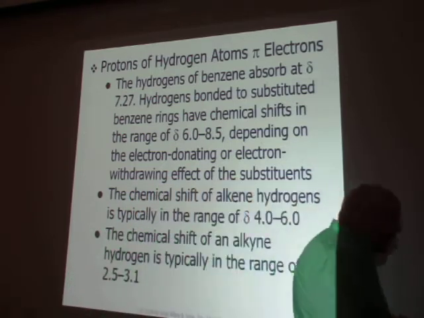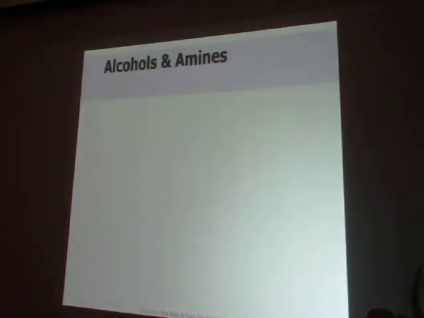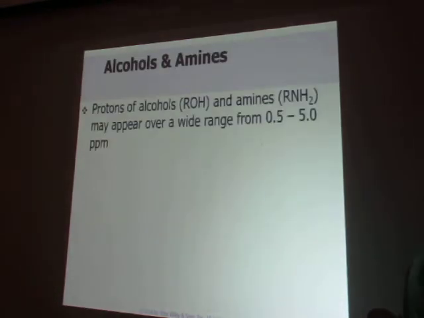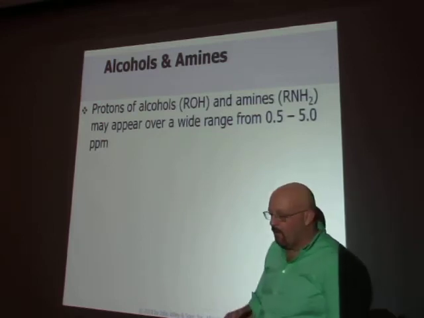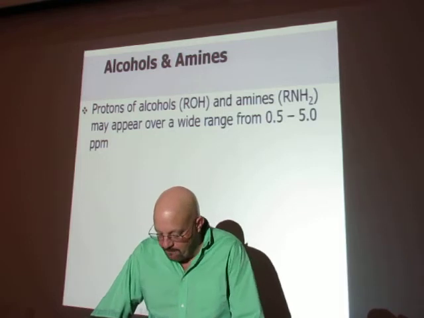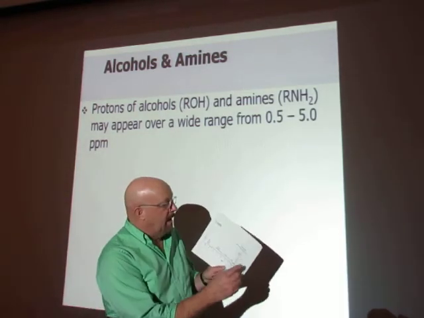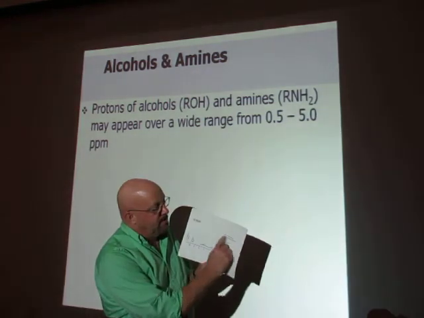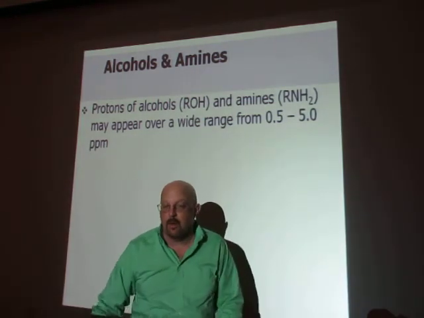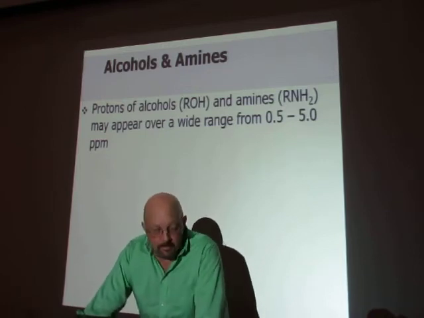Now, we have another one to deal with, and that's alcohols and amines. Alcohols and amines are all over the place. They're anywhere from 0.5 up to 5. So on your chart that I have, that's all the way across there. That's a proton on a nitrogen or a proton on an oxygen. Your alcohols and your amines.